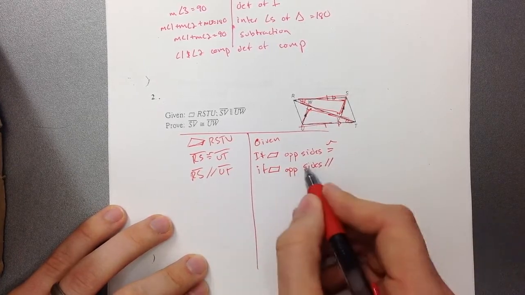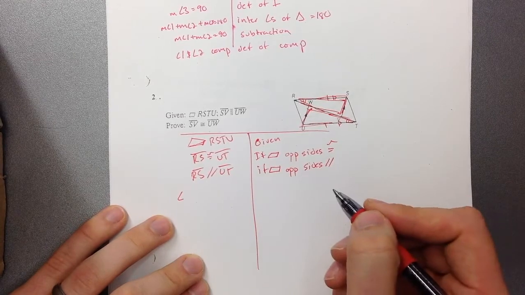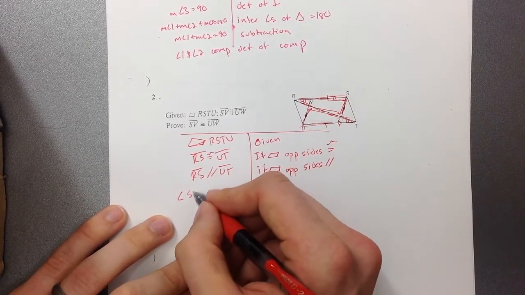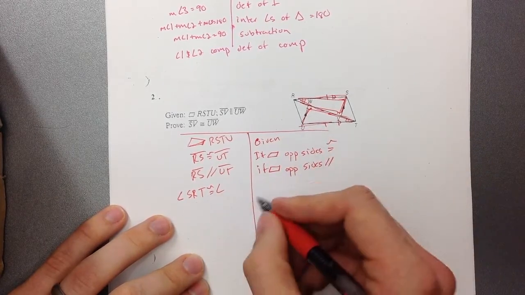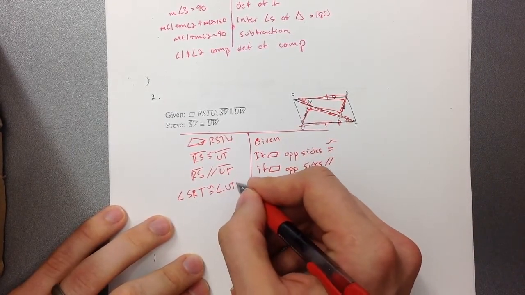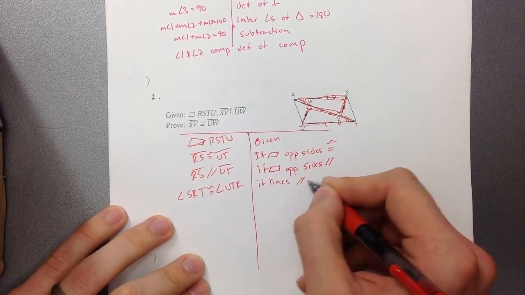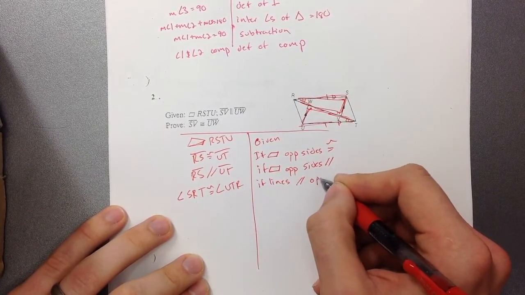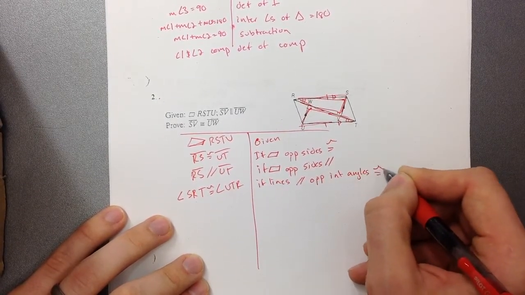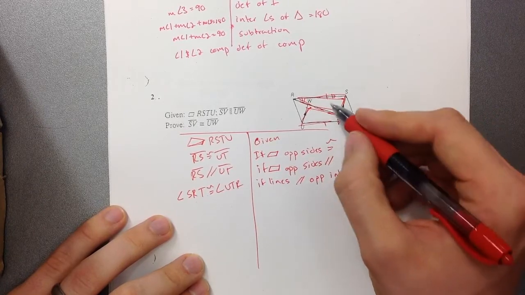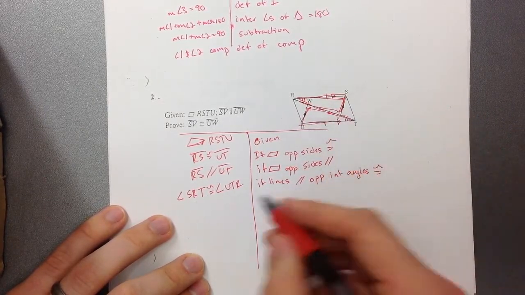And while I've got this, I'm going to grab those angles that I want. So angle SRT is congruent to angle UTR, if lines parallel, opposite interior angles congruent. So now I've got one side, one angle. All I need now is using that second given. I'm going to slap out these two to be congruent.